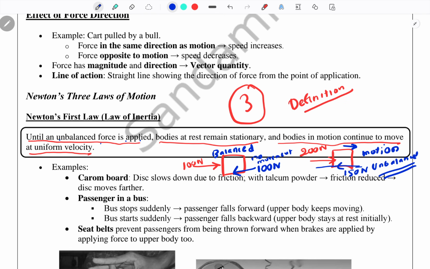The body at rest. You know at the beginning these boxes are at rest, right? At the beginning the box is at rest. The body at rest remains stationary. Stationary means that the object remains at the same place. Stationary means rest or the same place. It's not moving to any kind of place.